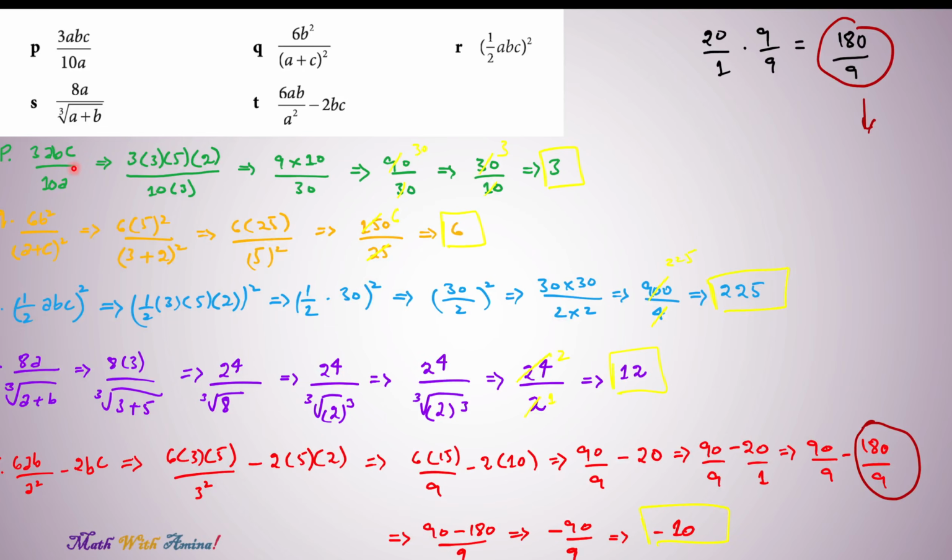The next expression is 3abc over 10a. Plugging the values, 3 multiplied by 3 multiplied by 3 is equal to 9 and 5 multiplied by 2 is equal to 10. So 9 multiplied by 10 is equal to 90. In the denominator, we have 10a, so 10 multiplied by 3 is equal to 30. 90 over 30 we get if we simplify it.